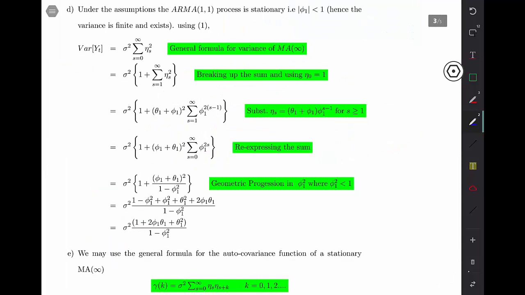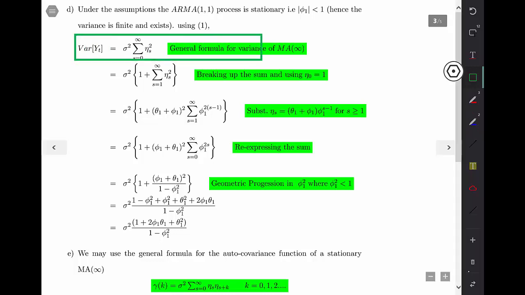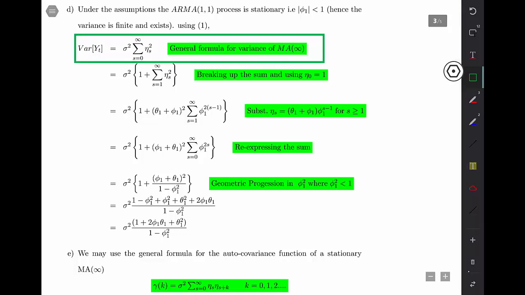Okay. So we're now going to derive the variance for a stationary ARMA 1-1. So again, the first part here is just the general formula for the variance of an MA infinity. And remember, we have all these psi s, we derived them a second back. Again, we can break up the sum into two parts. At s equals 0, we're going to get psi 0, which is 1, and then plus the rest of the sum.